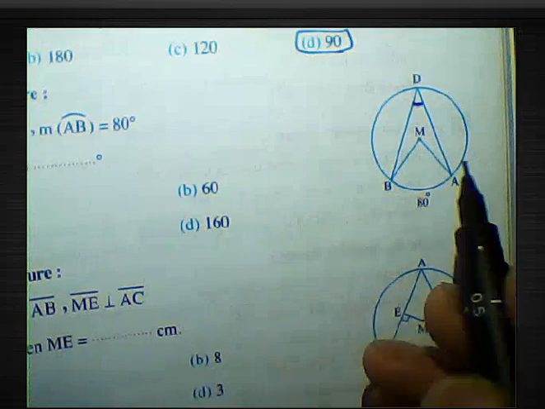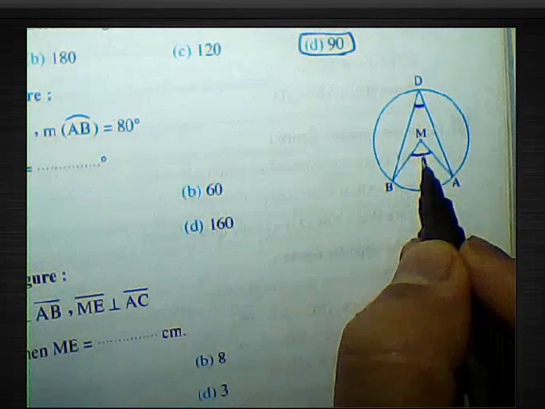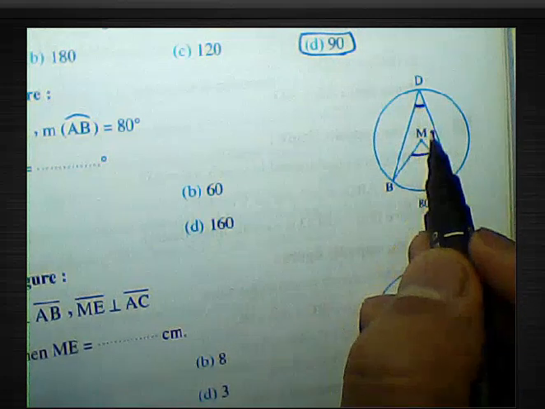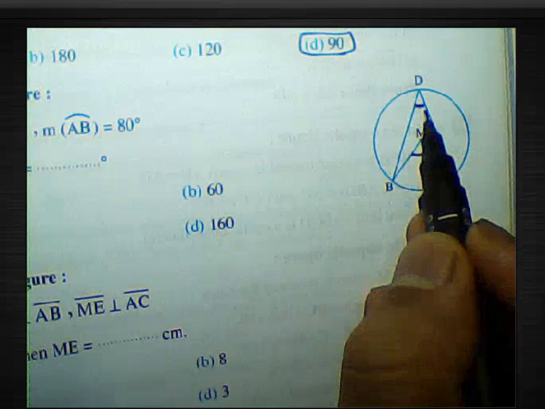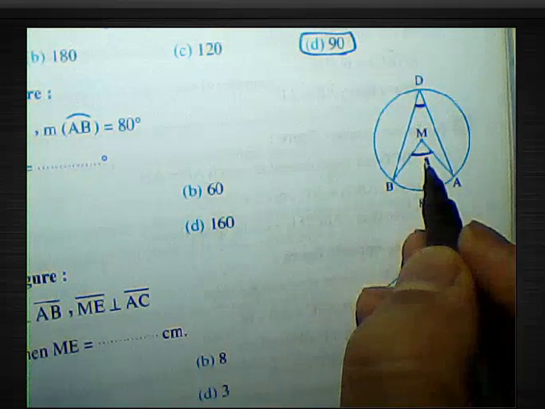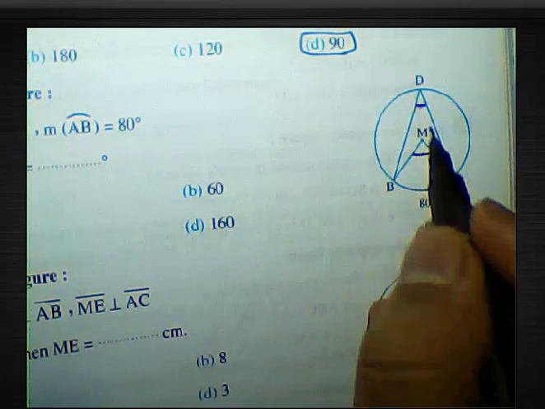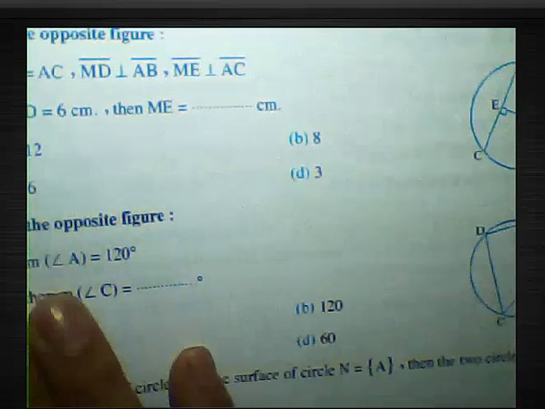Okay, this measure is 40 degrees and this central angle equals 80 degrees. We have a relation between the inscribed angle and the central angle. The measure of the inscribed angle equals half of the measure of the central angle and half of the arc which it is drawn on.